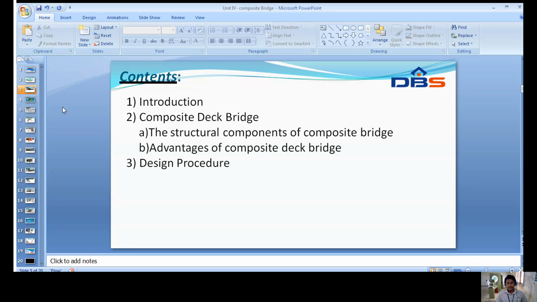And next, coming to the design procedure. If we adopt a composite bridge, how we are going to take care of it is also something we are going to look at.